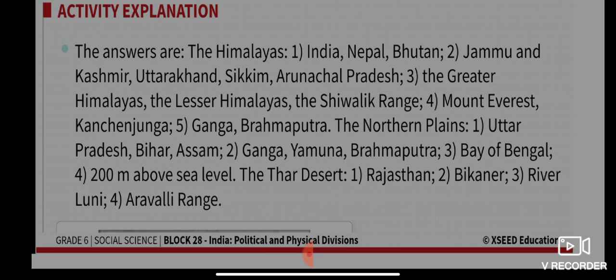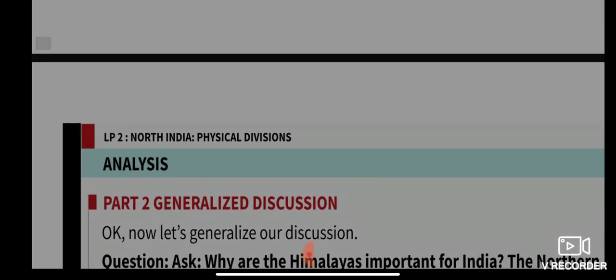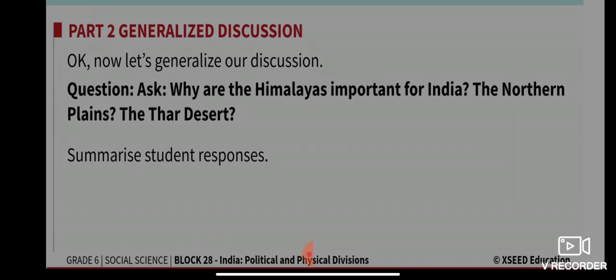When you talk about the Thar Desert, it lies in Rajasthan. The one capital city of the Thar Desert is Bikaner. The name of the river is Luni, and the mountain range you'll find is the Aravalli range. Those are the answers to the following question, so you can compare your answer to that.